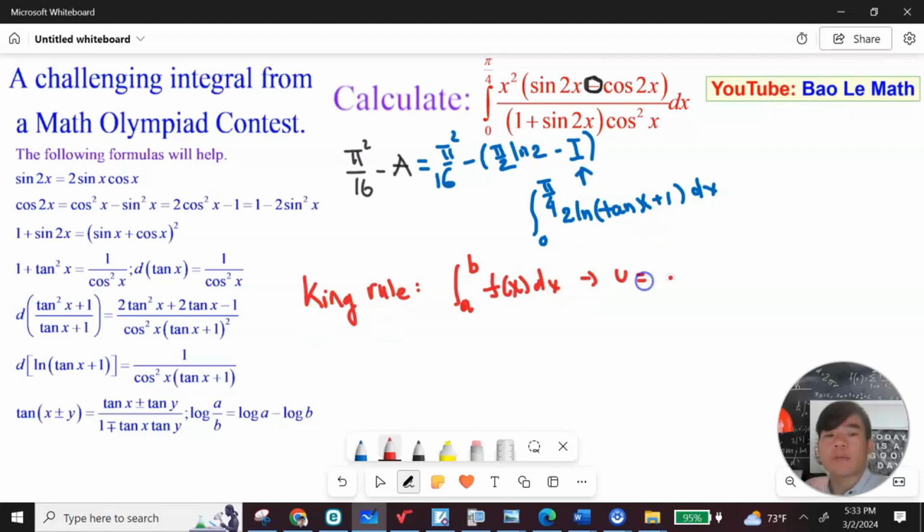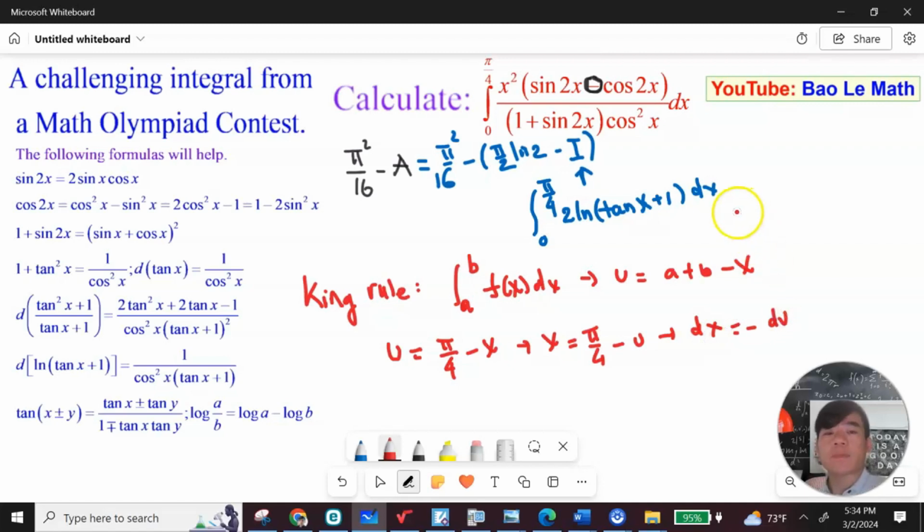Let u equal a plus b minus s. Okay, so in this situation we have what? Let a equal 0, b equal pi over 4, so 0 plus pi over 4 equals pi over 4 minus s. Okay, and then we have s equal pi over 4 minus u. Okay, and we take the derivative of both sides, so we have ds equal minus du.